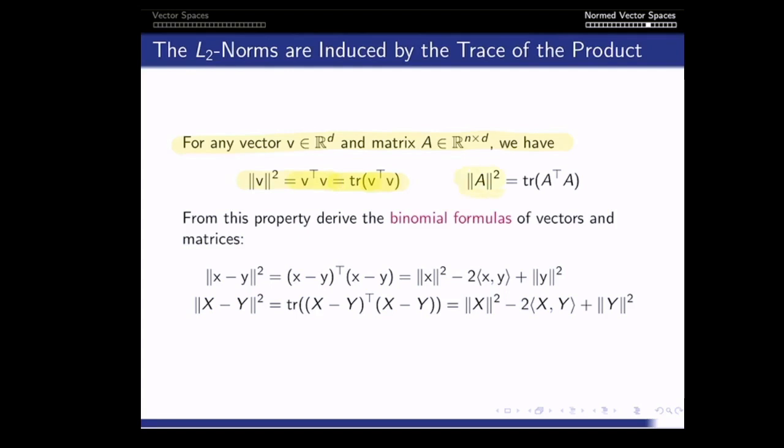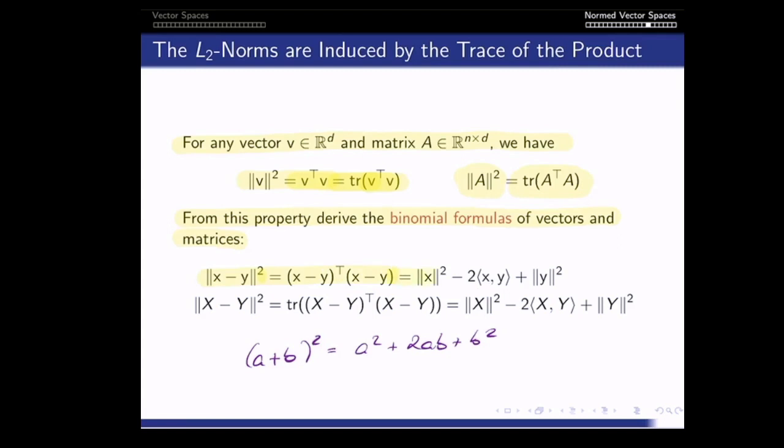And here we have a similar relationship for the L2 norm of matrices to the square, which is then also the trace of A transpose times A. And this property is important because therewith we can derive something like the binomial formula, only for vectors and matrices. So you remember the binomial formula, right? It's like (a plus b) for some numbers to the square is equal to a squared plus 2ab plus b squared. And we can do this now with the norm. So the norm of x minus y to the square, yeah, this is then the inner product of x minus y transpose times x minus y.